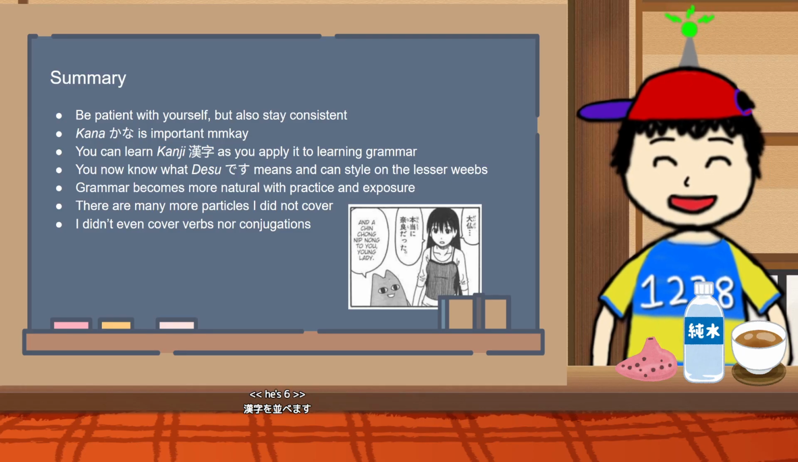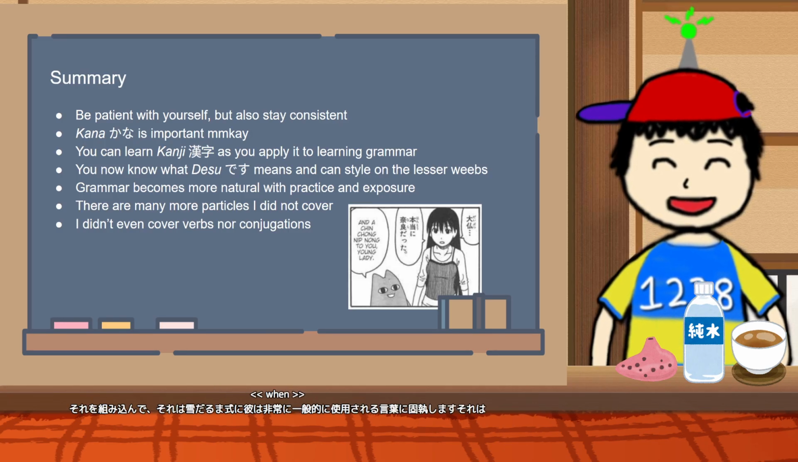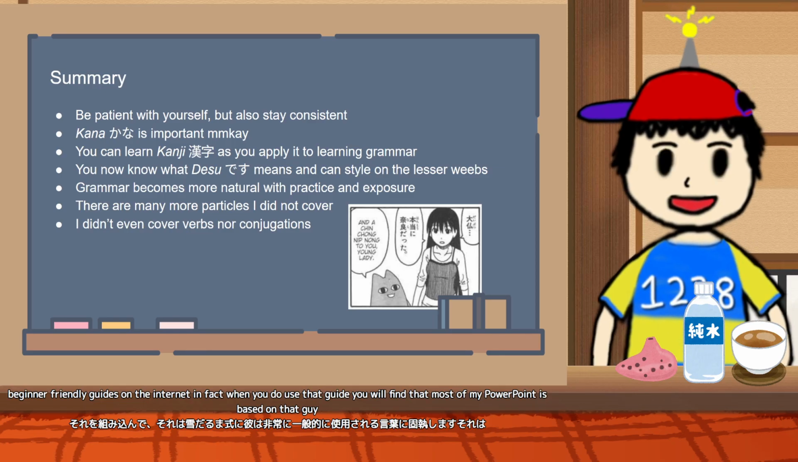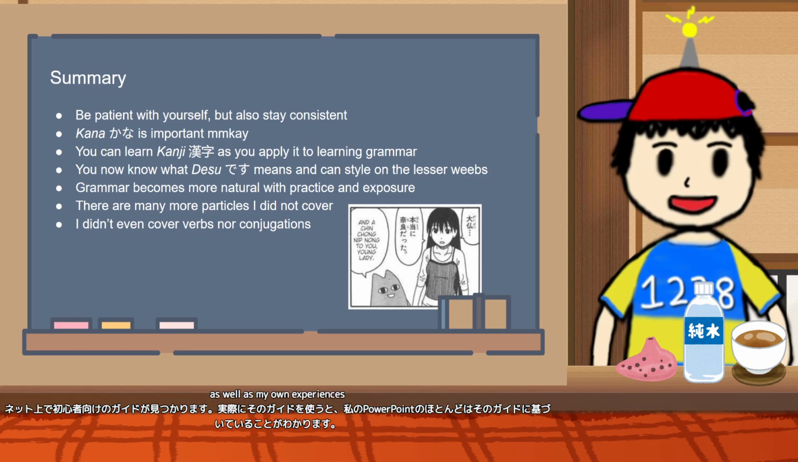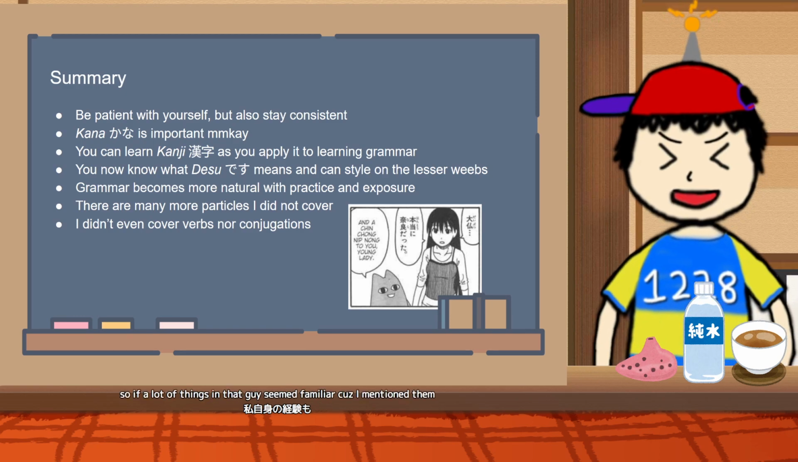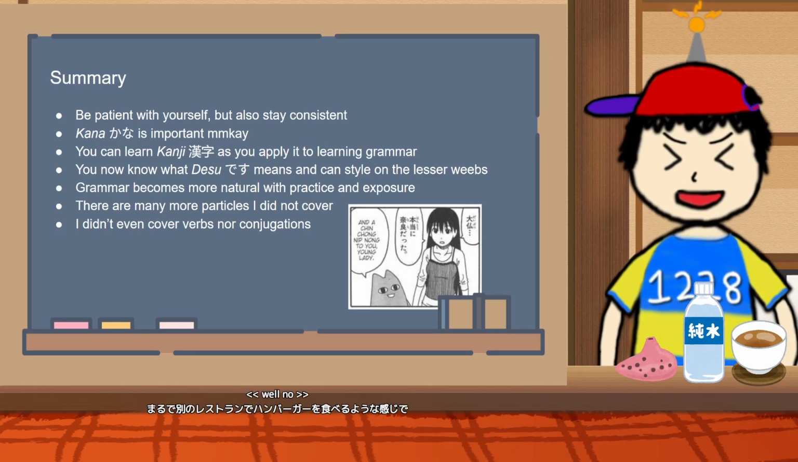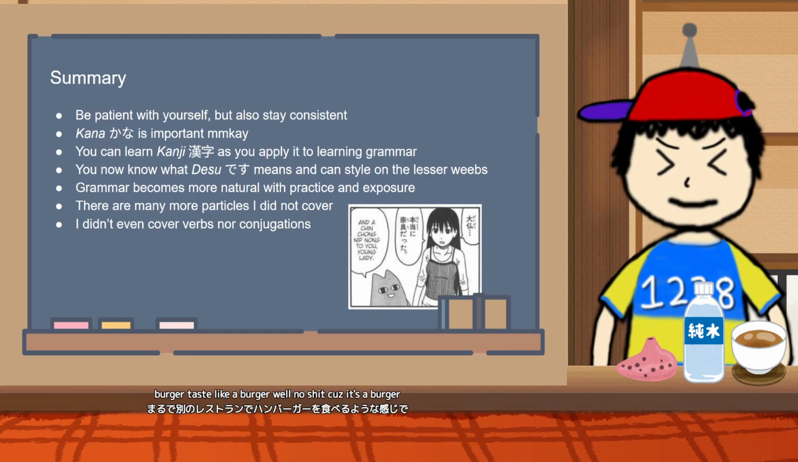He sticks to very commonly used words. It is one of the most beginner-friendly guides on the internet. In fact, when you do use that guide, you will find that most of my PowerPoint is based on that guide, as well as my own experiences. So, if a lot of things in that guide seem familiar because I mentioned them, that's because they are. And that's also how the language works. It's like eating a burger at a different restaurant, and it's like, this burger tastes like a burger. Well, no shit, because it's a burger.